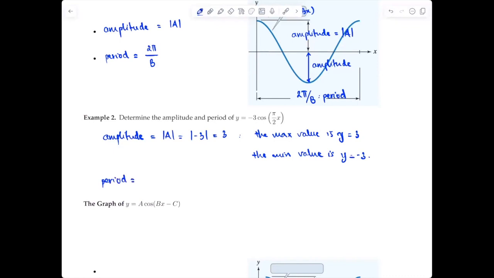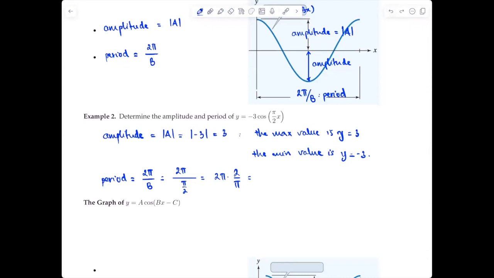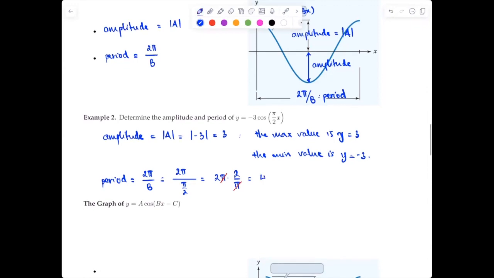So the period is equal to 2 pi over b, given that b is equal to pi over 2 in this case. So 2 pi divided by pi over 2. When you divide by a fraction, you can multiply by the reciprocal. So 2 pi times 2 over pi. So pi cancels out, and 2 times 2 is 4. So this is equal to 4. This tells you that each cycle is of length 4. So after 4 units, the graph of the function will repeat itself.